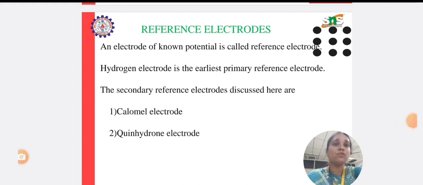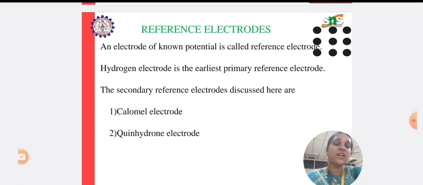A known potential electrode is taken as the reference for determining the unknown one, and that electrode is called the reference electrode. The first electrode used as a reference electrode is the hydrogen electrode, so it is called the primary reference electrode.